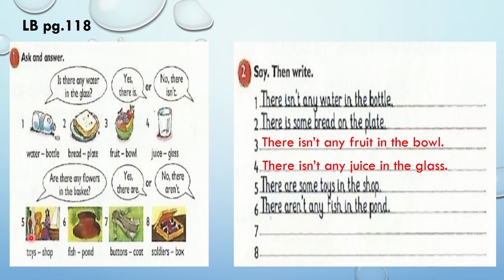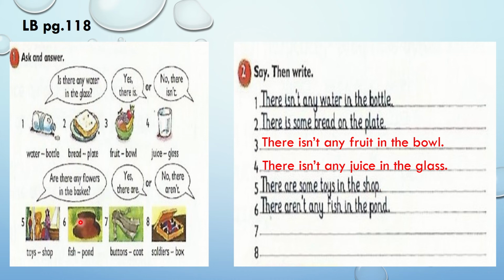Alright, picture number 5, here we see that there is a picture of some toys. So our two words are toys and shop. So our sentence becomes, there are some toys in the shop.